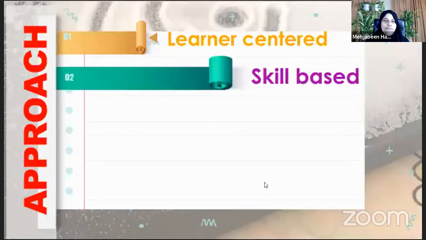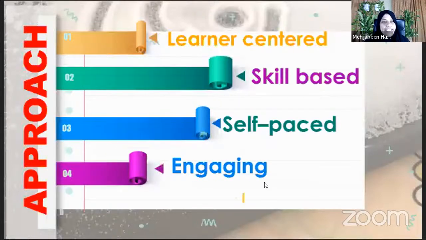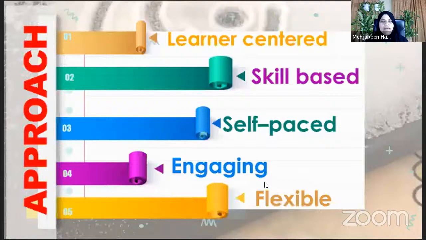Competency-based approach is learner-centered. That's very important. What do you think, teachers? It should be. Our education should be learner-centered. It is skill-based. It is self-paced, engaging, and flexible. It provides opportunities for each individual to develop skills at their own pace, collaborate with others, collect evidences of learning, and become a successful lifelong learner.